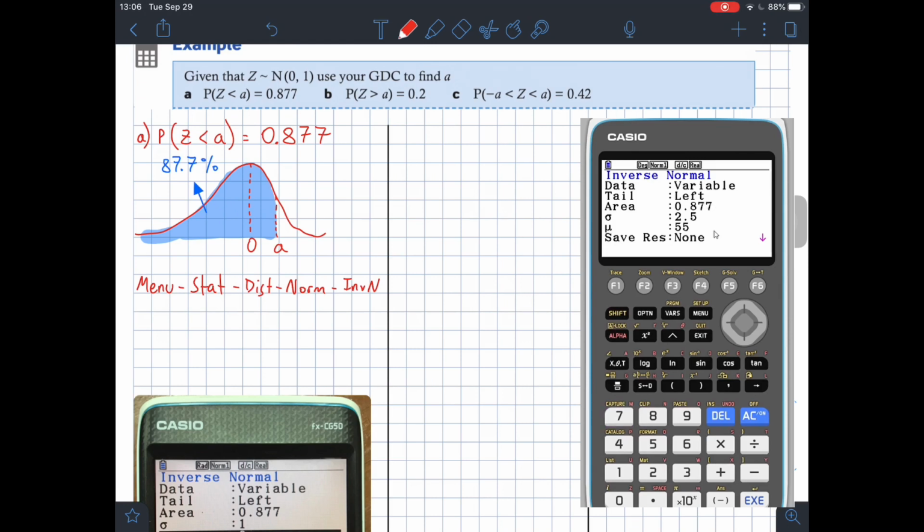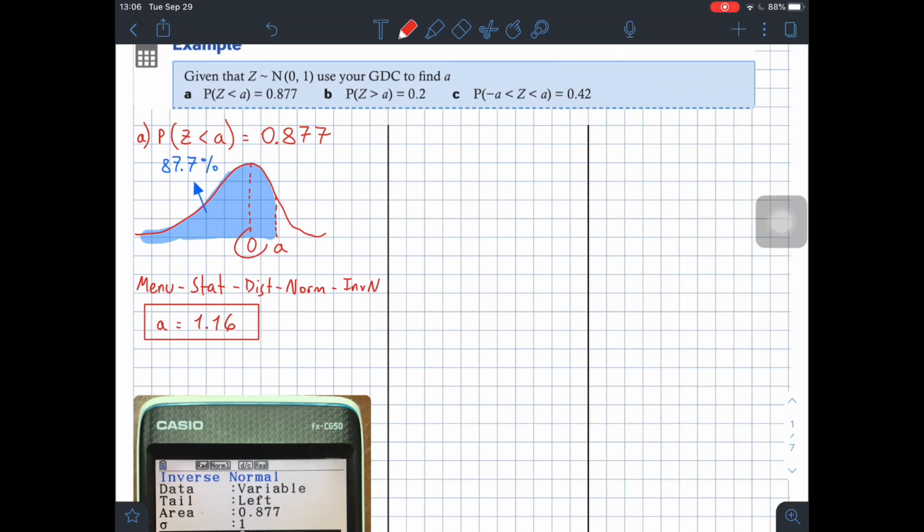0.877. It's the probability that we have below the curve, right? The standard distribution is 1 and the mean is 0. Once we have completed all of those values, we click on execute, and there we have the value of A, which in this case is 1.16.